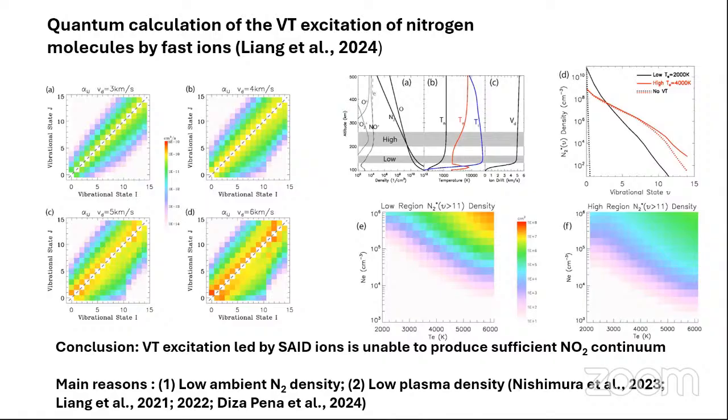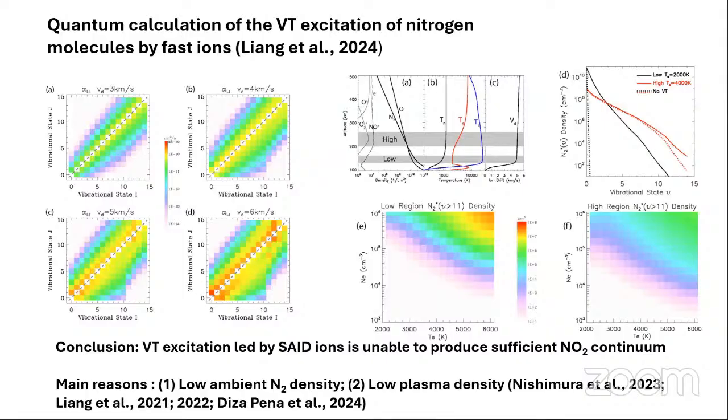The first is the low ambient nitrogen density at the steep altitudes, and the other is the depleted plasma density in the side region. Both the VT excitation led by the fast ions and the excitation led by thermal electrons are proportional to the plasma density, but the density is largely depleted in both the E and F region ionosphere within the side channel. So as we now know from both observations and models from the satellite.